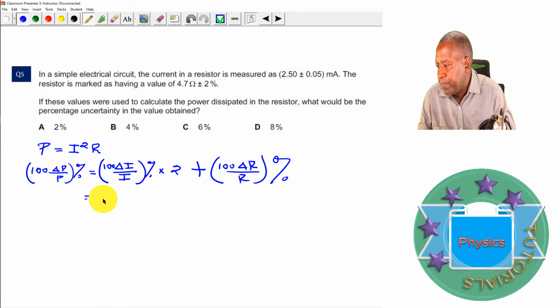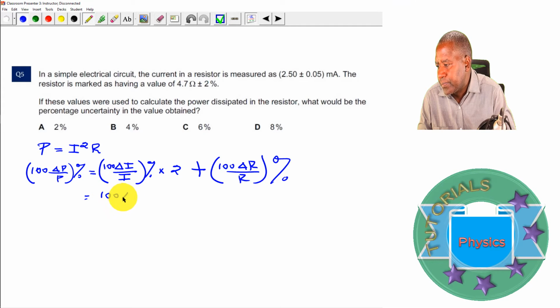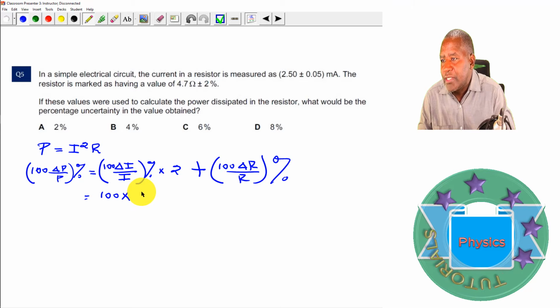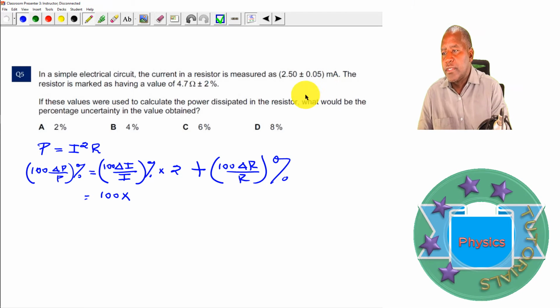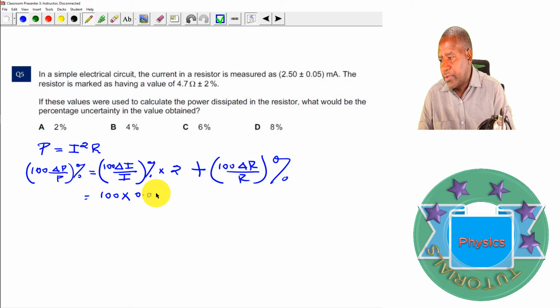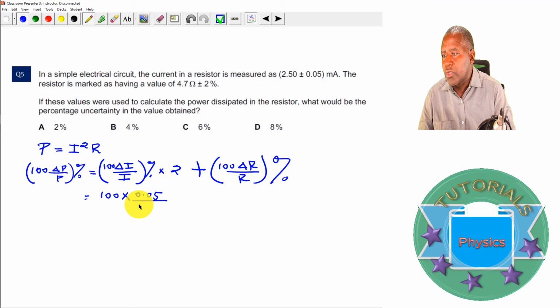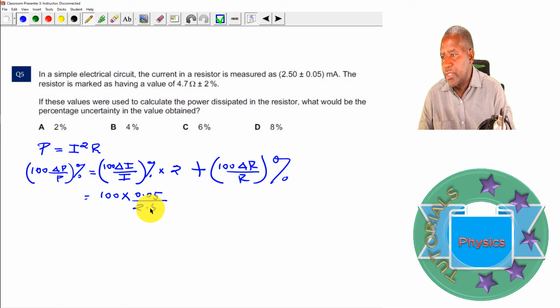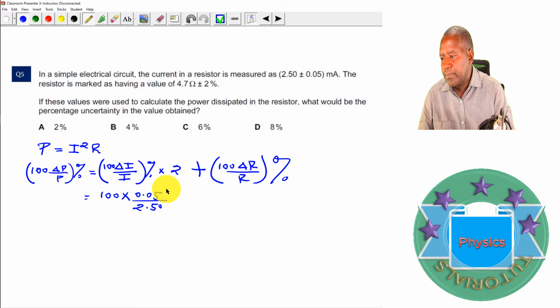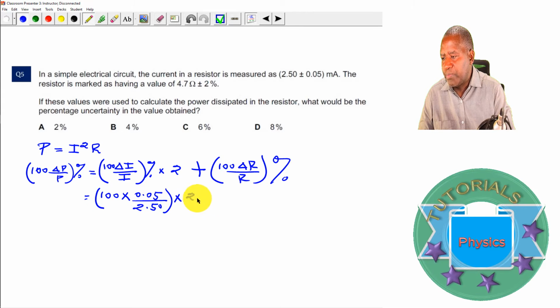Let's go ahead. There is 100. Absolute uncertainty is this much here, 0.05 over 2.50. All that multiplied by 2.